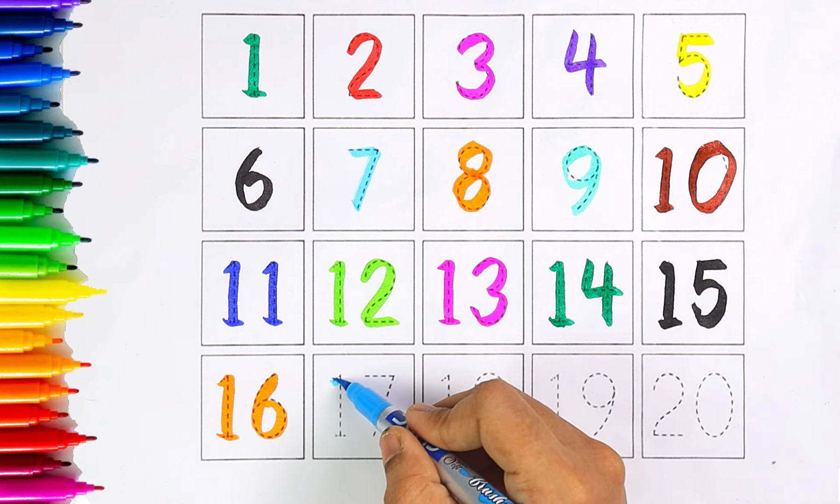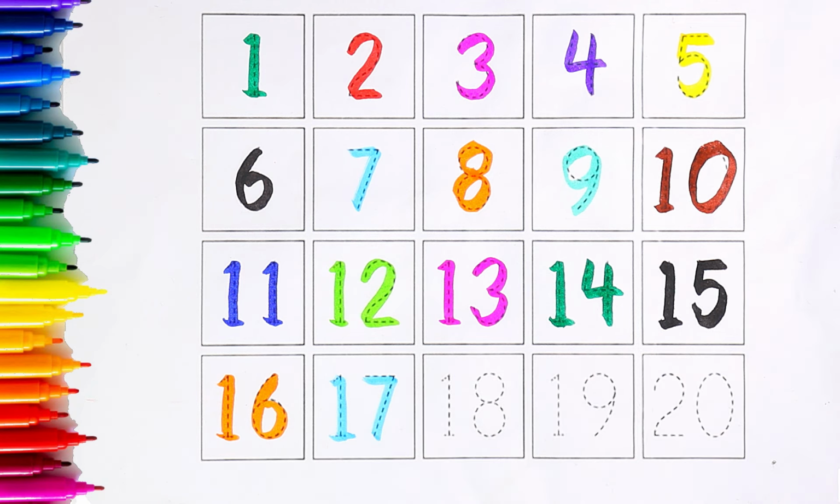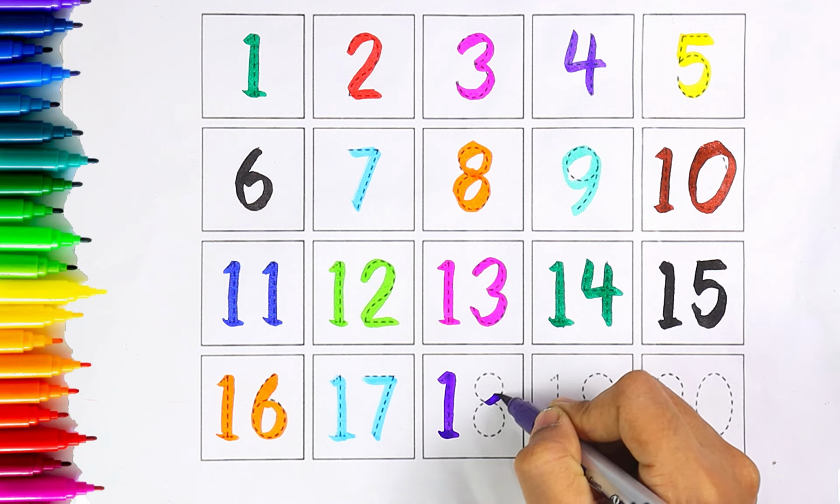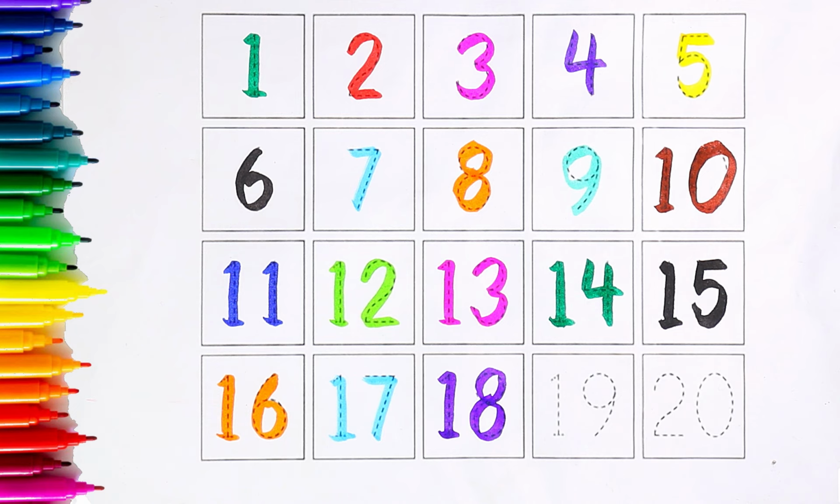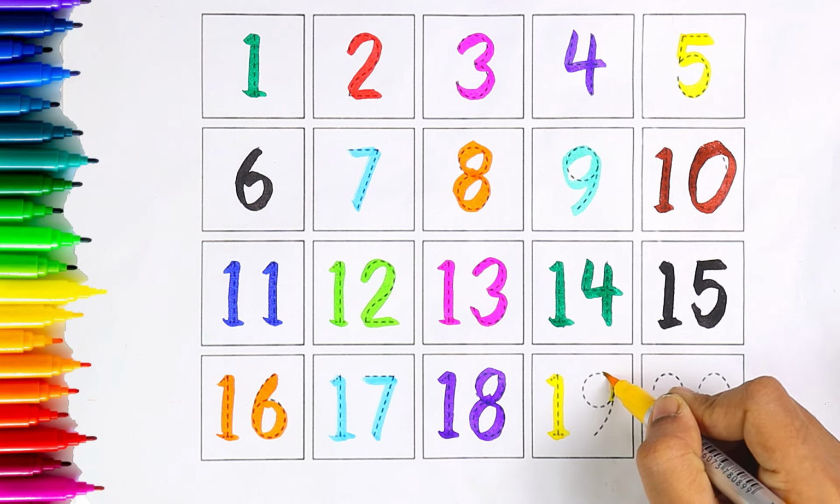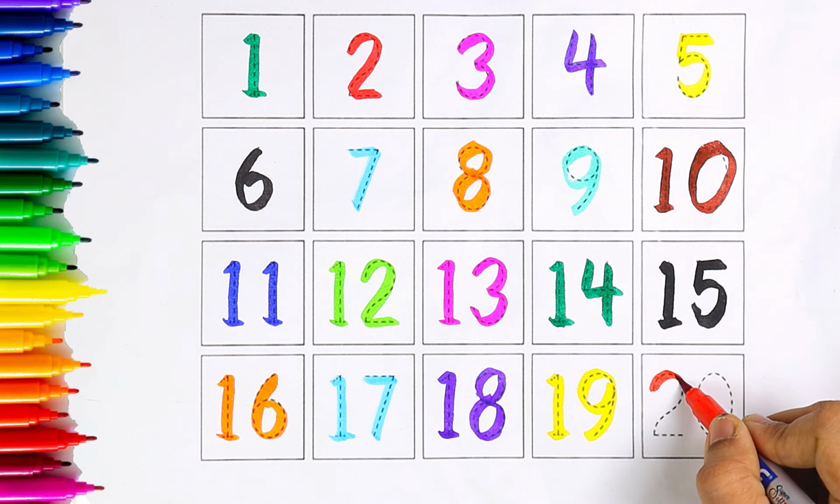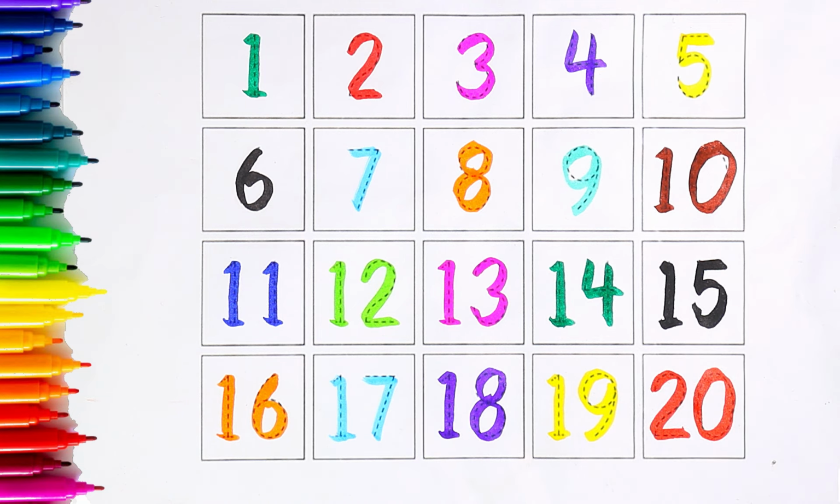The next number is number 17. I am using sky blue color for number 17. The next number is 18. I'm using purple color. 1 and 8 makes the number 18. The next number is number 19. I am using yellow color for number 19. The very last number is number 20. 2 and 0 makes the number 20.